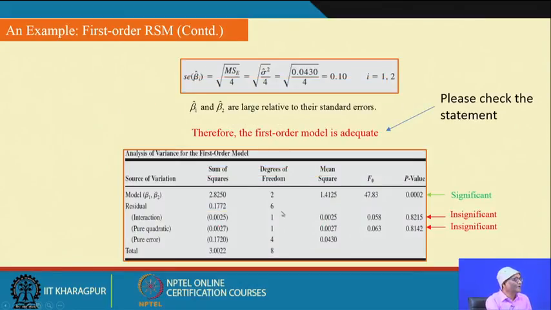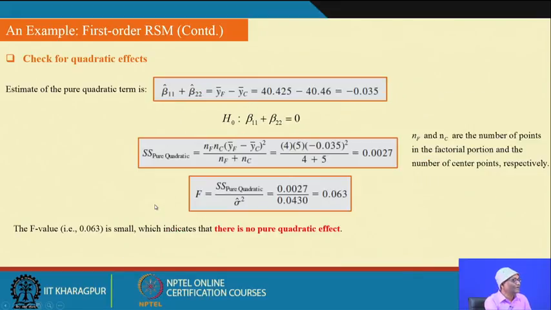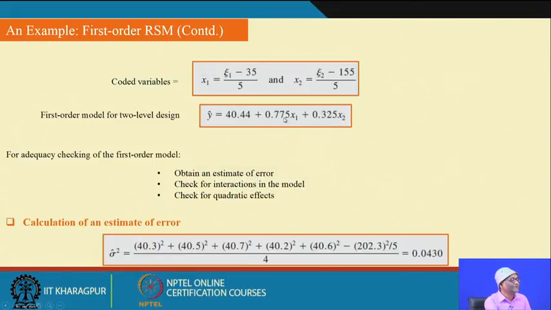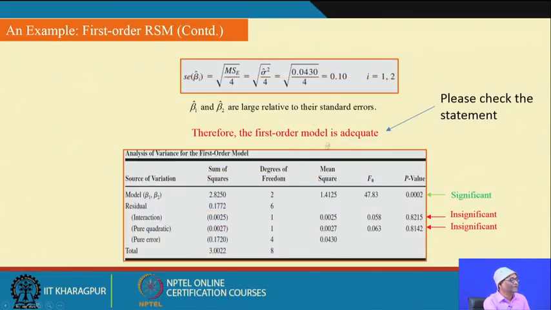Then the significance of the beta coefficients was tested using the standard deviation of the beta coefficient, and it was found that the standard deviation value is very low compared to the magnitude of the beta values. Our beta values are 0.775 and 0.325, and the standard error is 0.10. So, they are quite large with reference to the standard deviation. So, we can say that the first order model is significant. That means this model will help us in finding out the direction of the optimum.